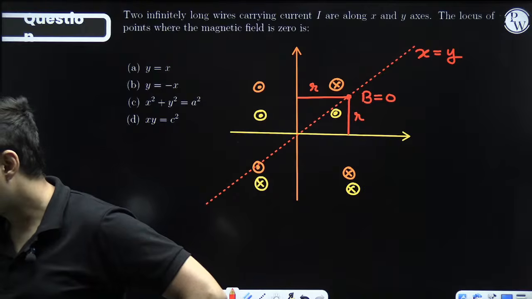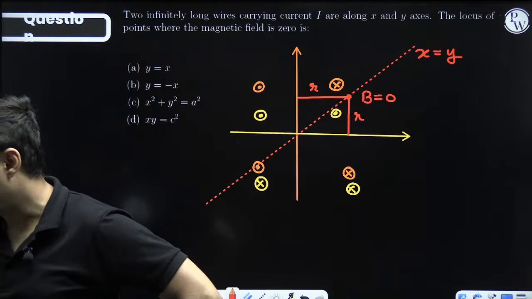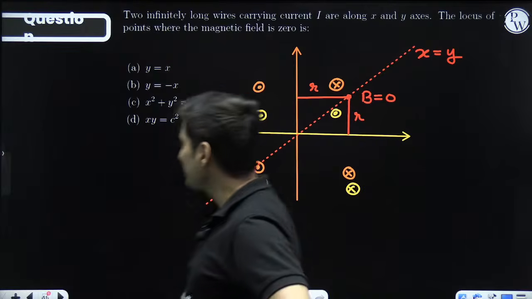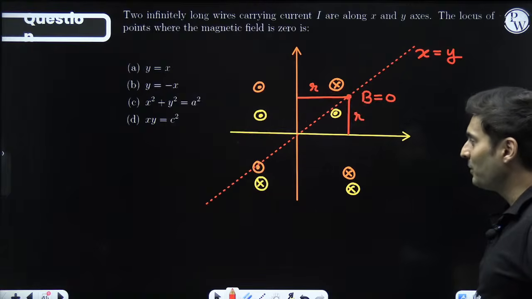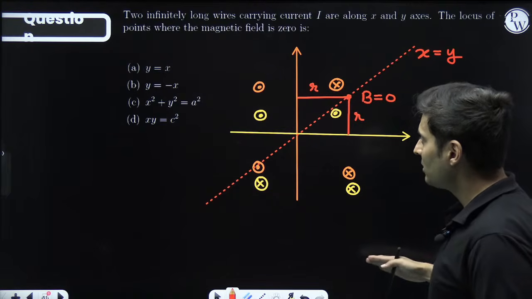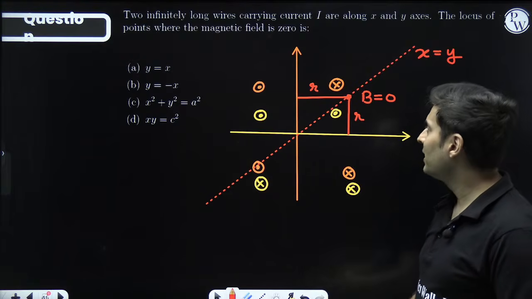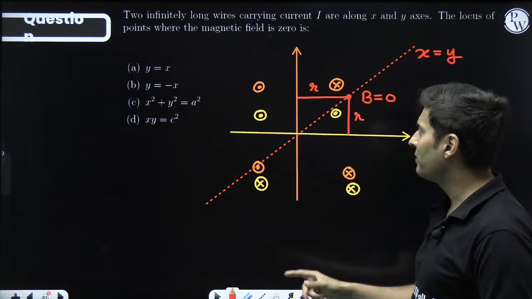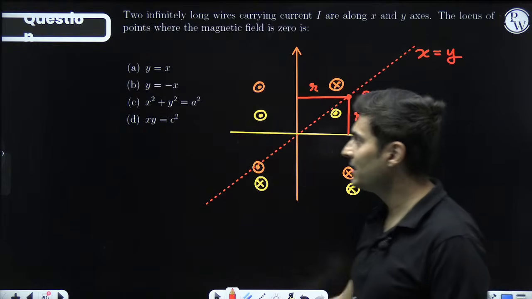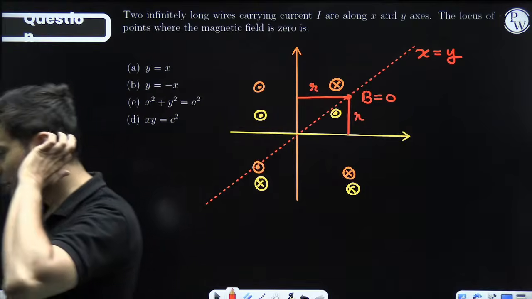Got it? It is not y equal to minus x, and it is not x equal to minus y. No, it is not like this. That would be the case maybe if the current directions were different, but for these y and x directions of currents, x is equal to y is the correct answer. Cool?